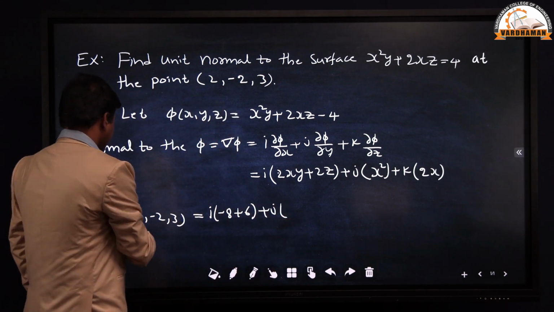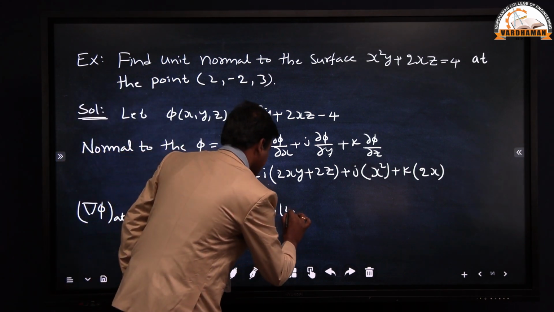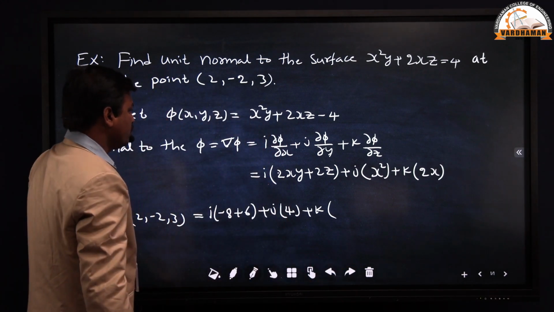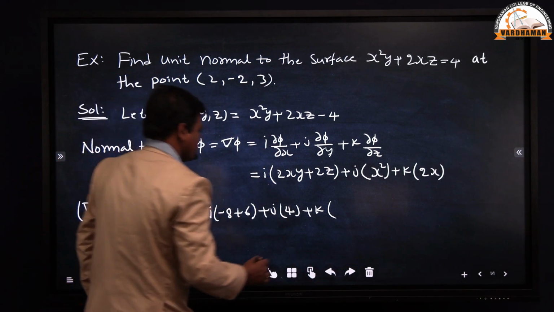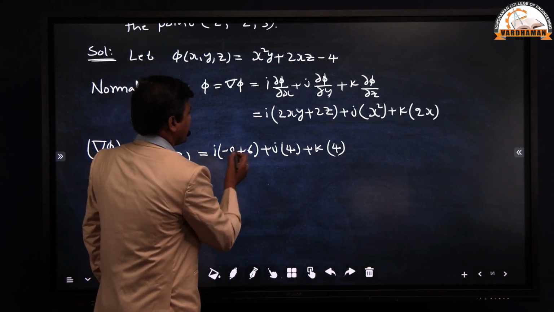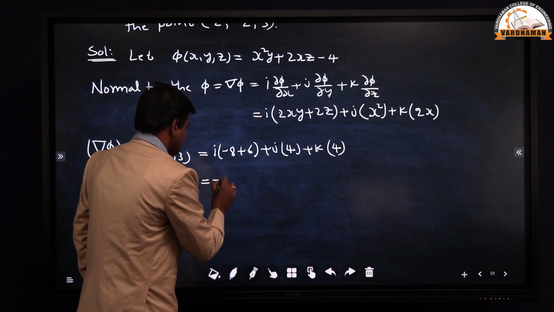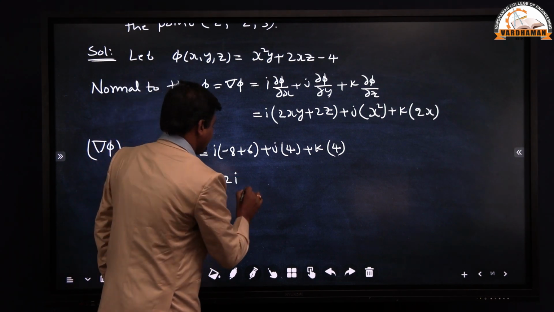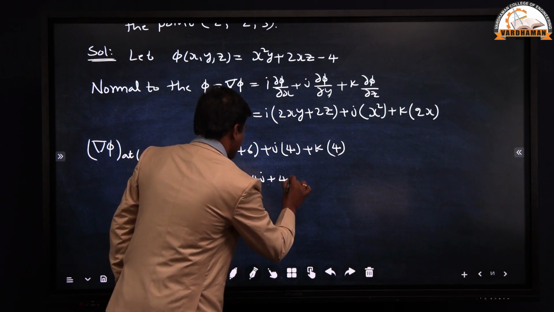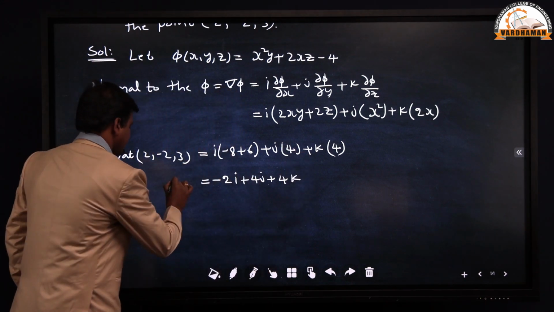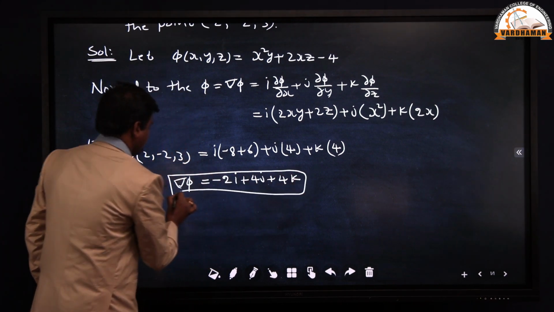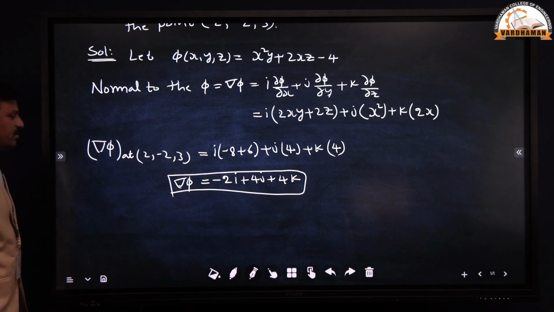plus j into x square. X square means 2 square is 4 plus k into 2x. X equal to 2. 2 2s are 4. This equal to minus 8 plus 6. So minus 2i plus 4j plus 4. Okay. This is del pi.